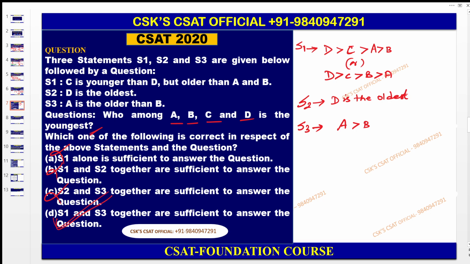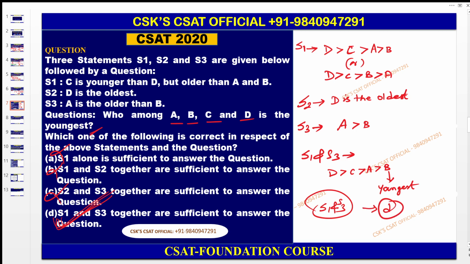D is the correct answer. Elimination technique you can also use. Anyhow, we'll check here. By combining S1 and S3, we can say that D is greater than C, greater than A, greater than B. In this way, you can see B is the youngest. So therefore, S1 and S3 together are sufficient to answer this question. So therefore, option D is the correct answer. Getting? If you are getting, we'll move on to the next. Okay, fine. Let us move on to the next one.